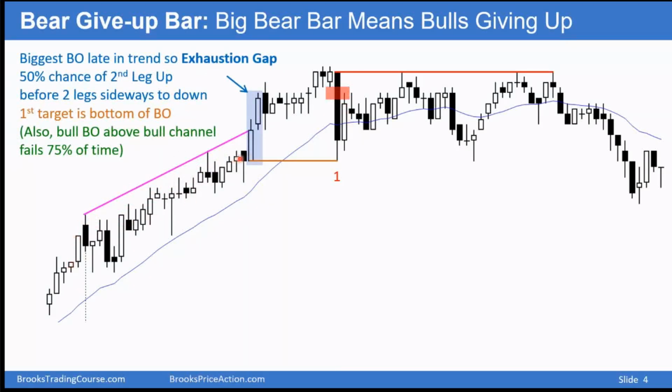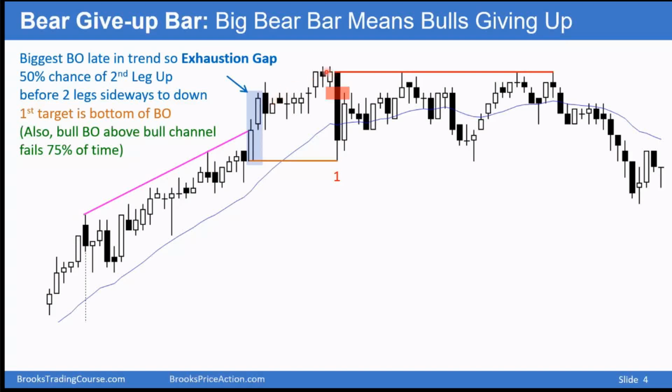We have a bull channel here, and we're suddenly getting a big bull breakout above a bull channel. That should not happen. When you get the biggest bull breakout late in the bull trend, it's probably going to be an exhaustive end of the trend, although you typically get at least a small second leg up.